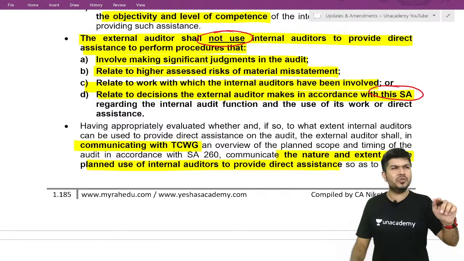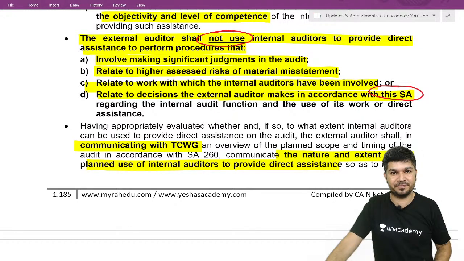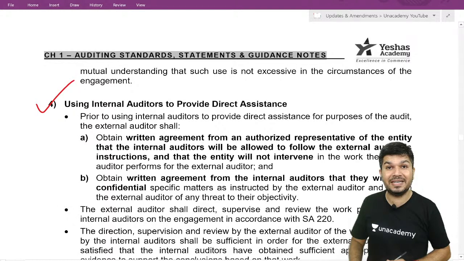But when I'm using the work performed by them, I need to evaluate whether the work performed by them is adequate for my purpose. But here, when I'm using them to provide direct assistance, I need to direct, supervise, review their work.